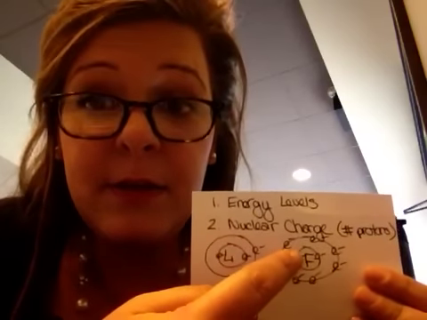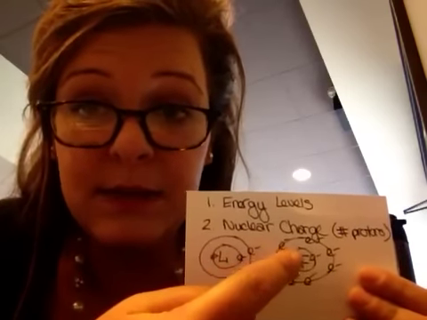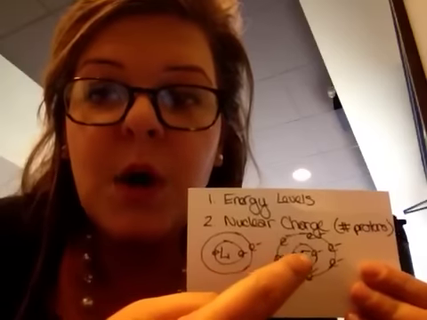But this electron could block this one, so it depends on group. So shielding will only affect a group. It will only affect a column. It will not affect a period, or a row. Okay, guys, so those are our 3 factors that can influence periodic trends.